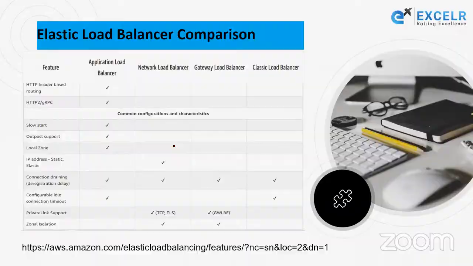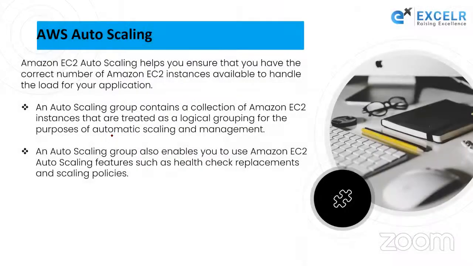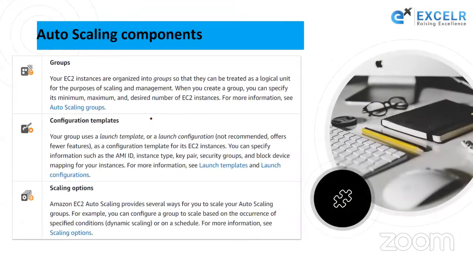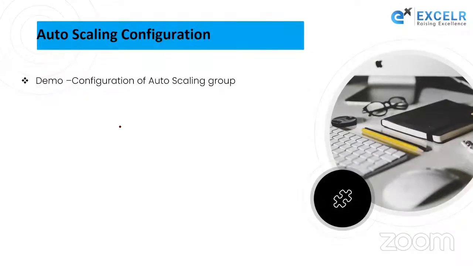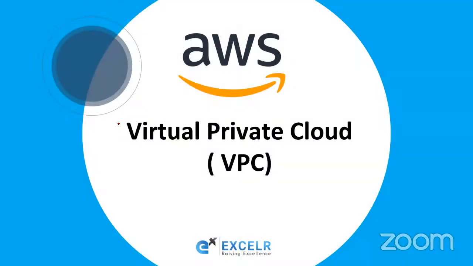Okay, so that's it. We have just finished the load balancer, and we have already seen the auto scaling group yesterday. So that concludes the EC2 instance, and we will move to another section which is called VPC, virtual private cloud. Now, what is virtual private cloud? We'll see now.